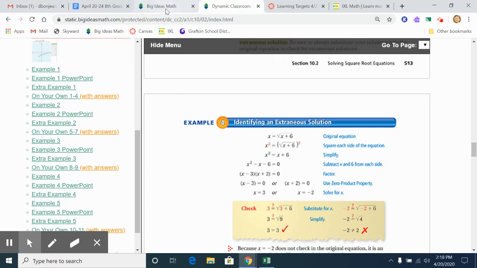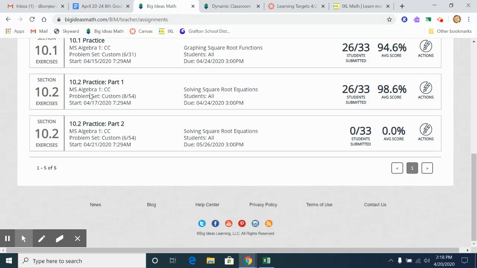Now you guys are going to go into Big Ideas, all right? And you have a 6-question practice. It's called 10.2 practice, part 2, because that was part 2 of our lesson, and that's going to wrap up 10.2. So you're just practicing today those 2 types of problems that I just taught you.